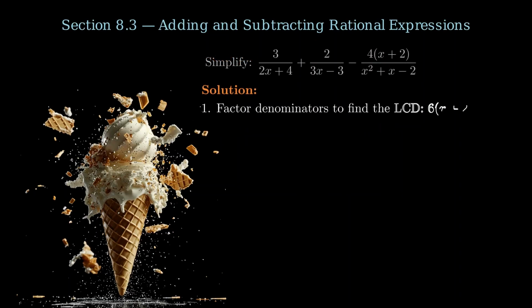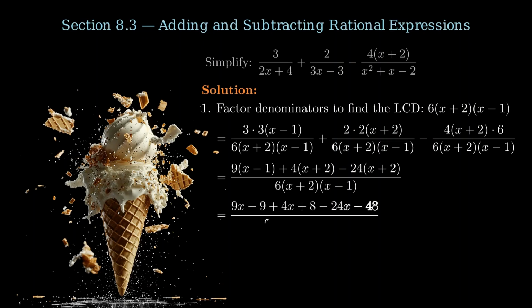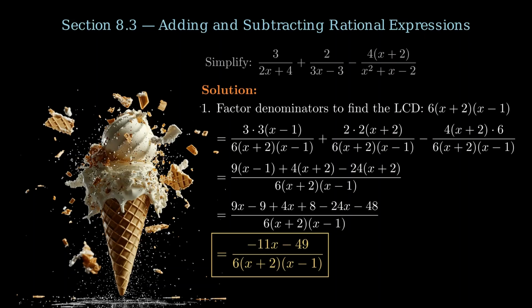First, factor all the denominators completely to find the least common denominator. The denominators are 2 times x plus 2, 3 times x minus 1, and the product of x plus 2 and x minus 1. So, the least common denominator is 6 times x plus 2 times x minus 1.